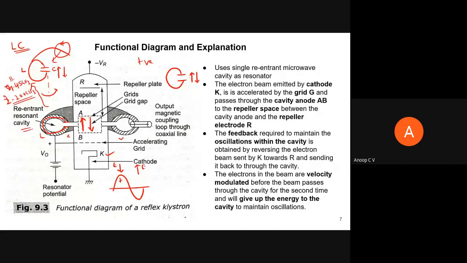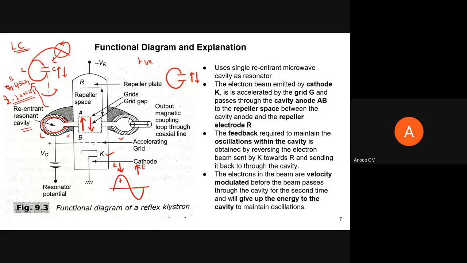Let us assume the structure is made in such a way that during the positive half cycle of the noise which is built, the resulting electric field due to this noise will be downwards during the positive half cycle, and it will be upward during the negative half cycle. So this is the structure.